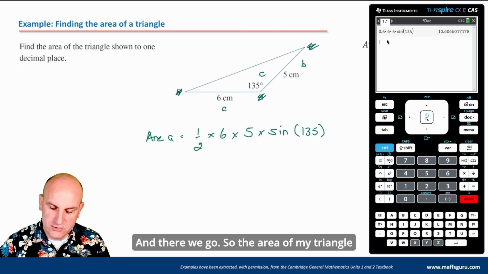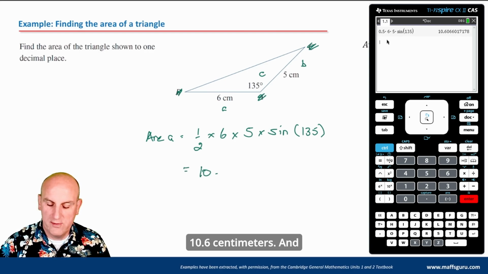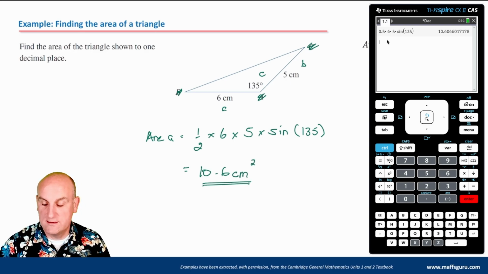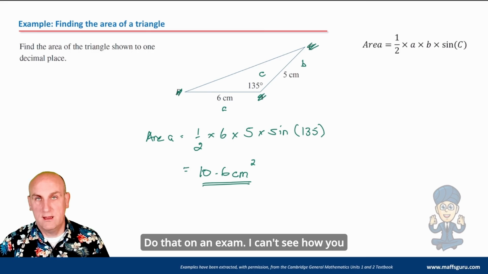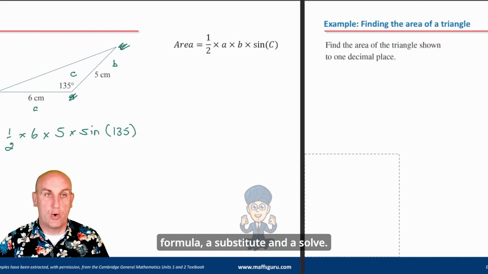So the area of my triangle is going to be, to one decimal place, 10.6 centimeters, and because it's area, squared. Do that on an exam, I can't see how you wouldn't get full marks, because I've got a formula, a substitute, and a solve.